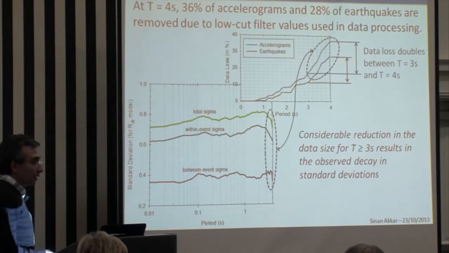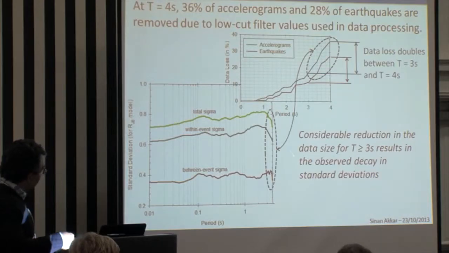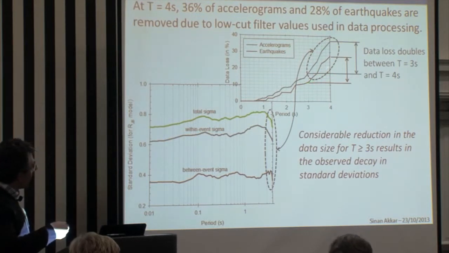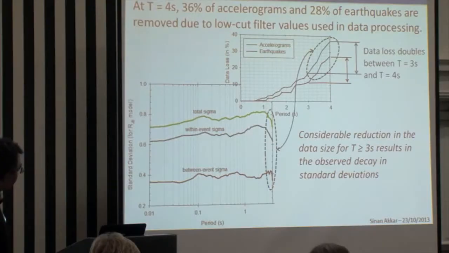And the reason for this is that we're using this strict criteria that Julian Boehmer and I set for usable period range, and that criteria essentially chops a lot of recordings after 3 seconds. So because of the data loss in terms of earthquakes and in terms of accelerograms for periods greater than 3 seconds, we're observing this drop in total sigma.